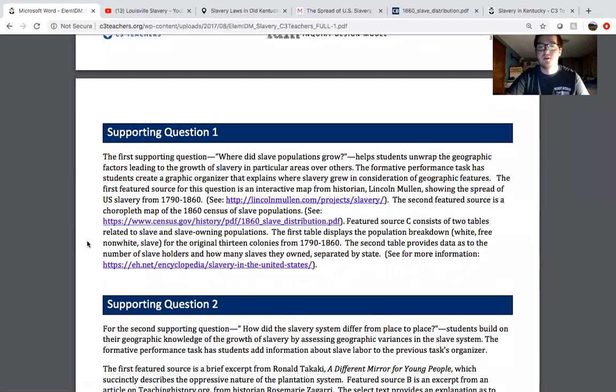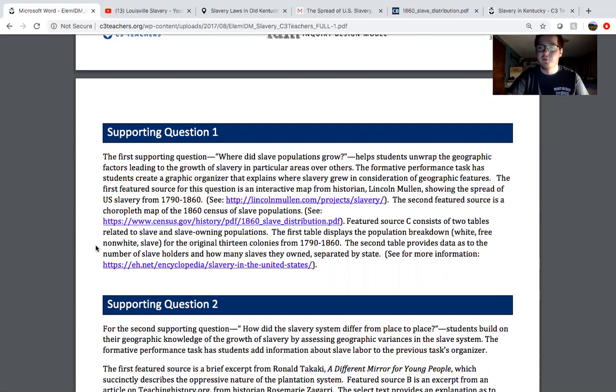So our first supporting question, where did slave populations grow? We're going to unwrap the geographic factors, so mountains, streams, rivers, how they led to this growth of slavery in particular areas over other areas, and how they differed from the northern to the southern states. And we'll see how they divided up. We know that in the Civil War, there's north and south. This is kind of helping to see, well, where was that lineup?